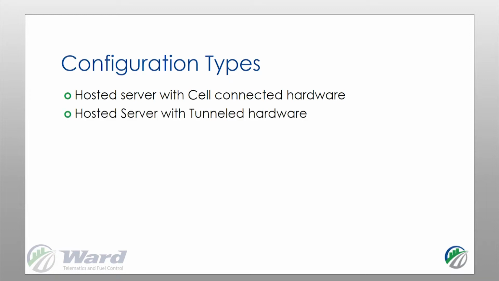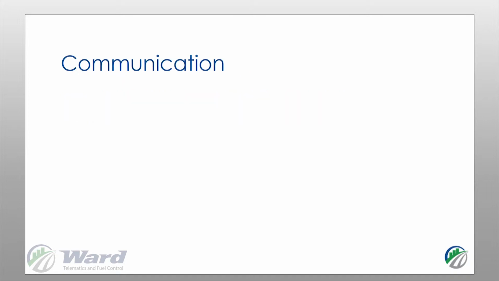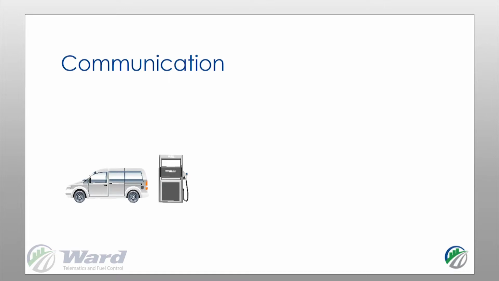The other way you can do it is with the hosted server with tunneled hardware. This means that all of your hardware is on your company network, and you have a VPN tunnel that goes from the hosted servers all the way to your network. There's a small tunnel there, and they can talk back and forth through each other. With the communication, we're going to start out with the actual dispenser itself in your car or a vehicle, and it's a fueling site, if you will.